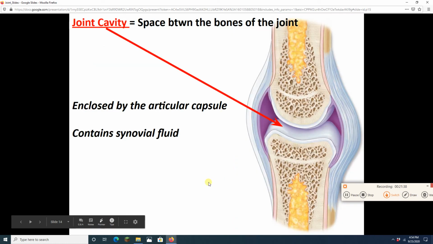Let's keep going. There's a space between the bones. That space is called the joint cavity. It is going to involve the next 2 things we're going to talk about, because this cavity has to have a covering, and the covering is called the articular capsule. And this cavity has to hold something, and the thing this cavity holds is called the synovial fluid.